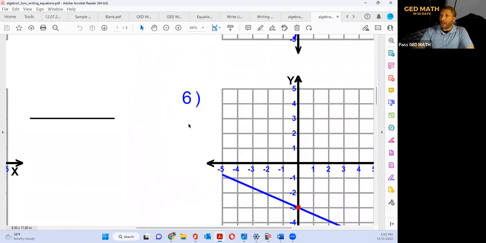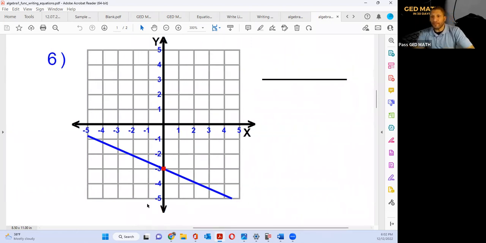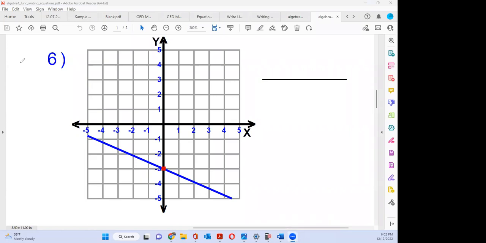So first of all, I want to see what you know. We're looking at number 6. If I'm trying to find the equation of this line, what's the first thing I'm going to ask myself when I'm looking at this graph? What's the equation of the line? Right, that's what we wanted to find out. What's the first thing we're going to ask ourselves? What's the slope, and what else?